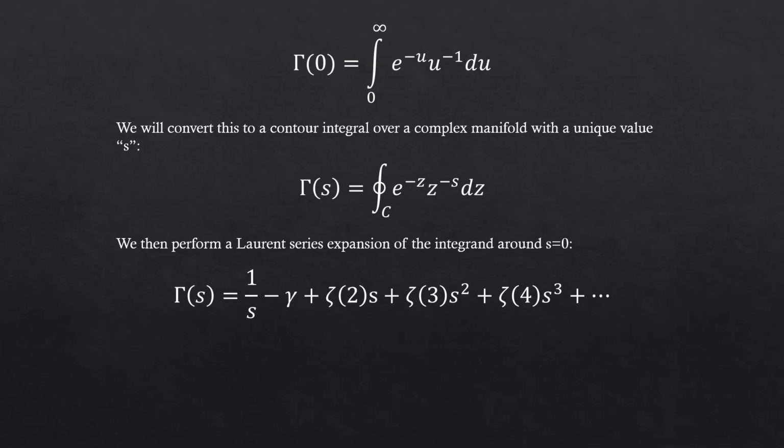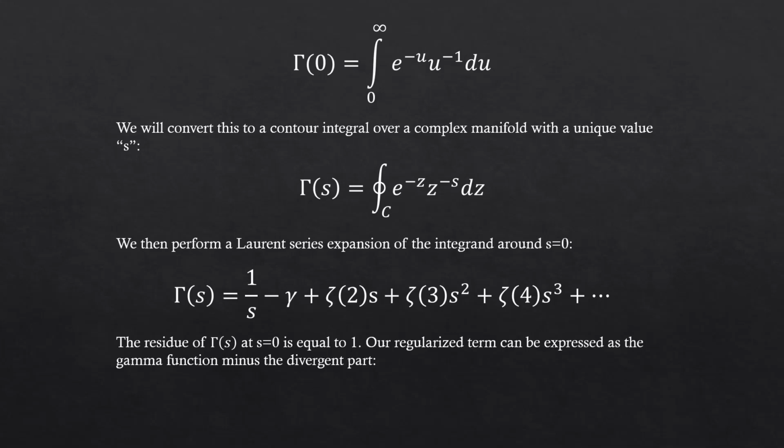And we will continue getting this pattern that for every s to the n, there is a corresponding zeta of n plus 1. The residue of the gamma function at s equals 0 is equal to 1. Our regularized term can be expressed as the gamma function minus the divergent part 1 over s as s goes to 0. We'll take all of the zeta terms corresponding to an s using big O notation, and we'll contain that in O of s.